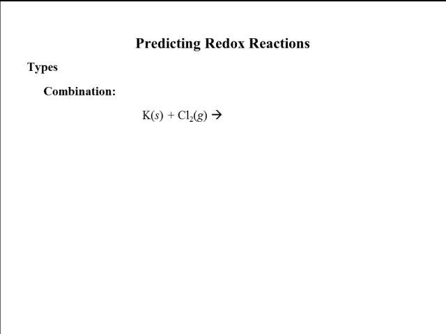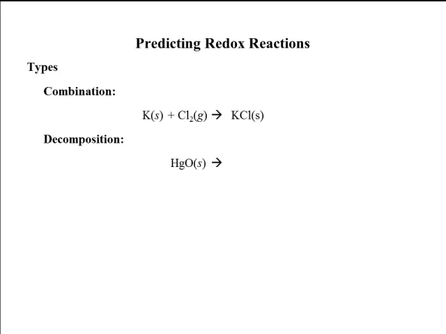Redox reaction means something's going to be reduced, something's going to be oxidized. Well, potassium gives up an electron to the chlorine, and we end up with KCl, solid. Now this isn't balanced. I'm not balancing these. All I'm doing is predicting the products. But that's a combination reaction. I take two elements, combine them to form a compound.